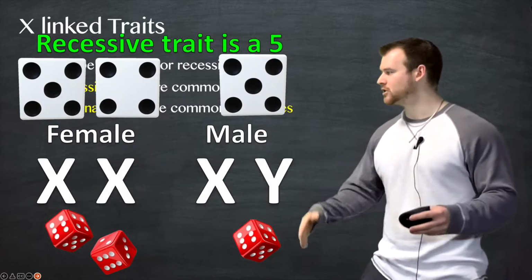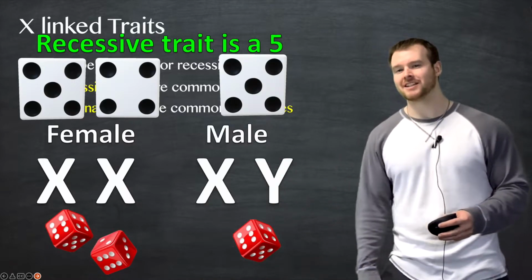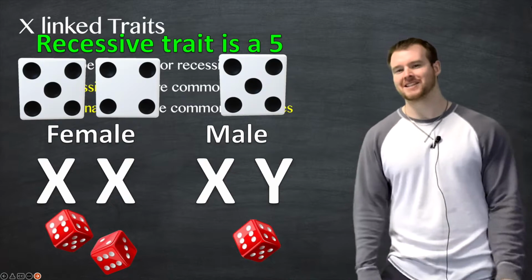So it's kind of like having two chances there, and it takes the one that is dominant or that is not a 5. Hopefully that analogy kind of makes sense for you.